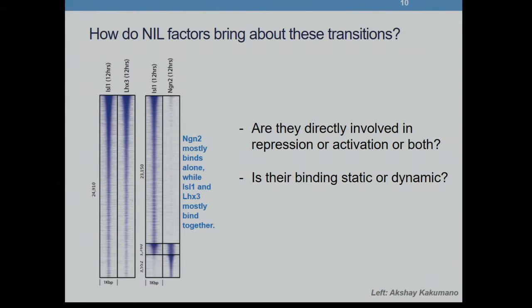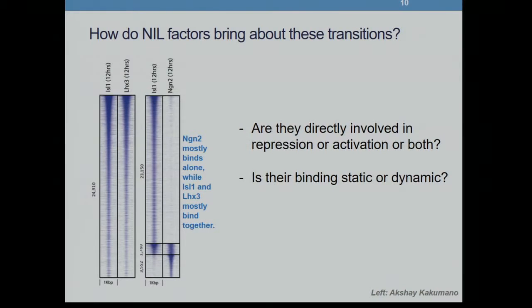So neurogenin is only there at 12 hours. Right, so this happens. So we want to ask, are these factors involved only in activation of the motor neuron fate, or are they involved also in repression, and how do they do this? And one of the first questions we can ask is, is their binding static or dynamic?